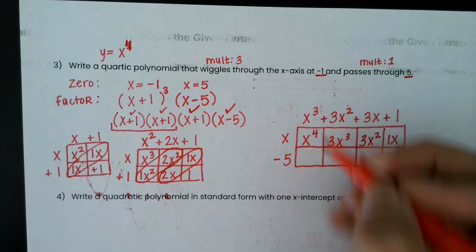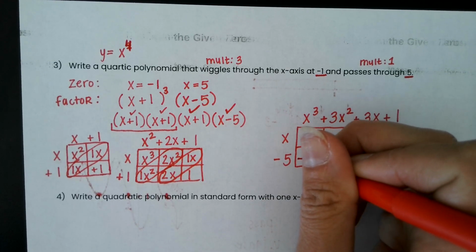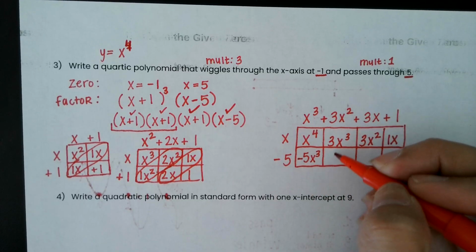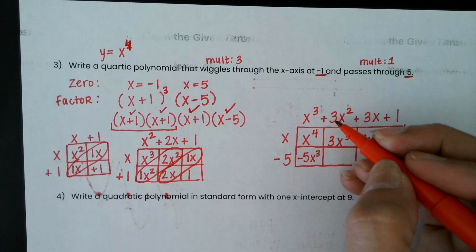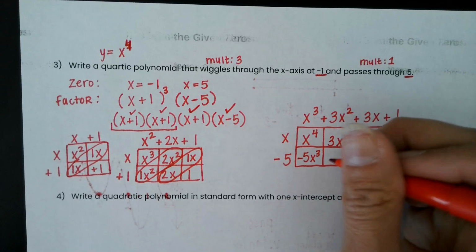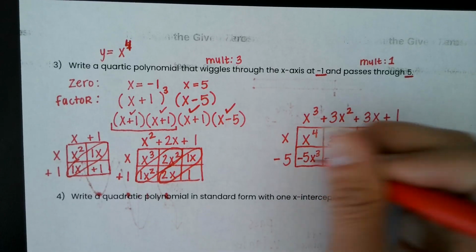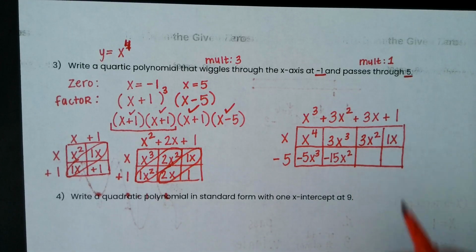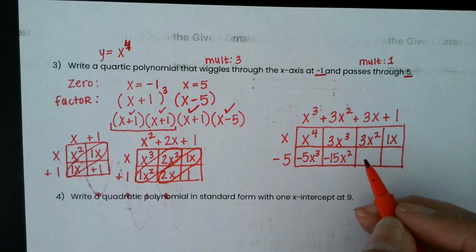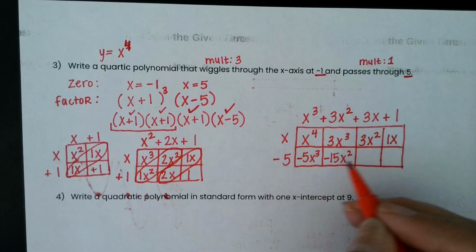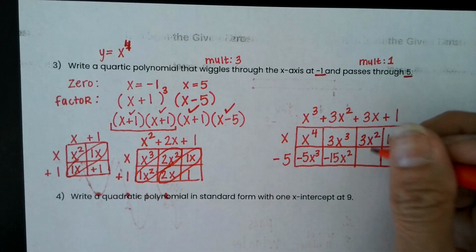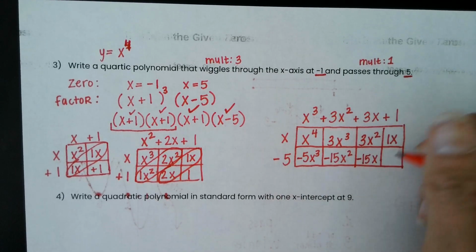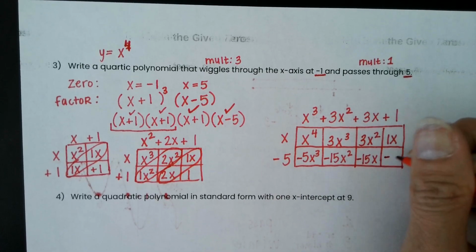Negative 5 times x to the third is negative 5x to the third. Negative 5 times 3x squared: negative 5 times 3 is negative 15, and then it's going to have the x squared on the back of that. This is going to be negative 15 again with just an x on the end, so negative 15x. And then last but not least, just numbers. Negative 5 times 1 is negative 5.